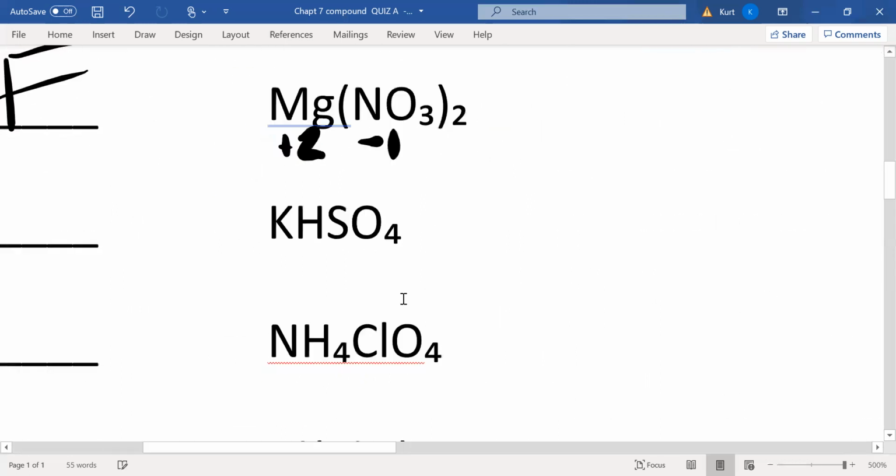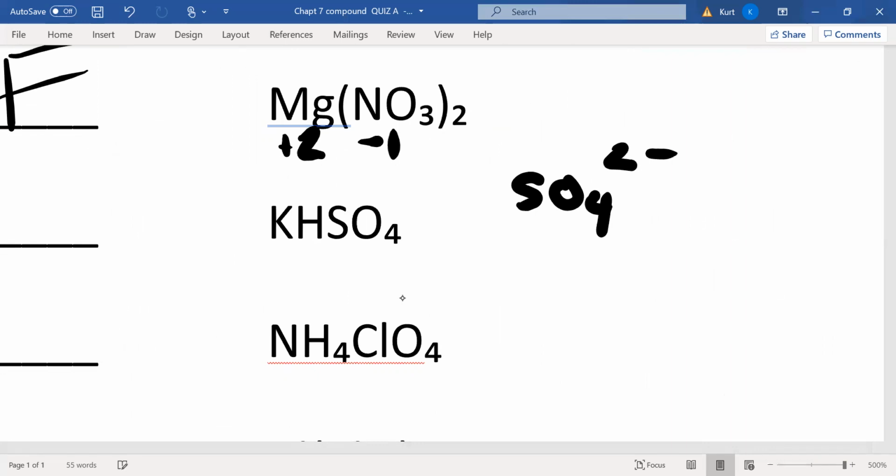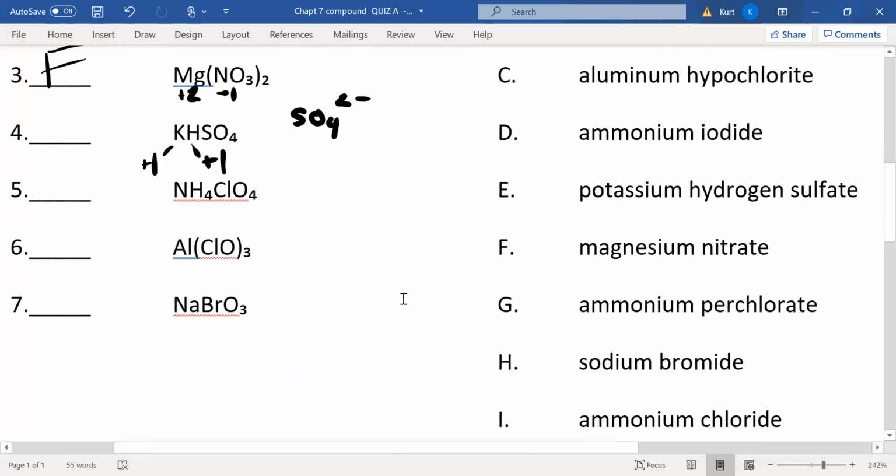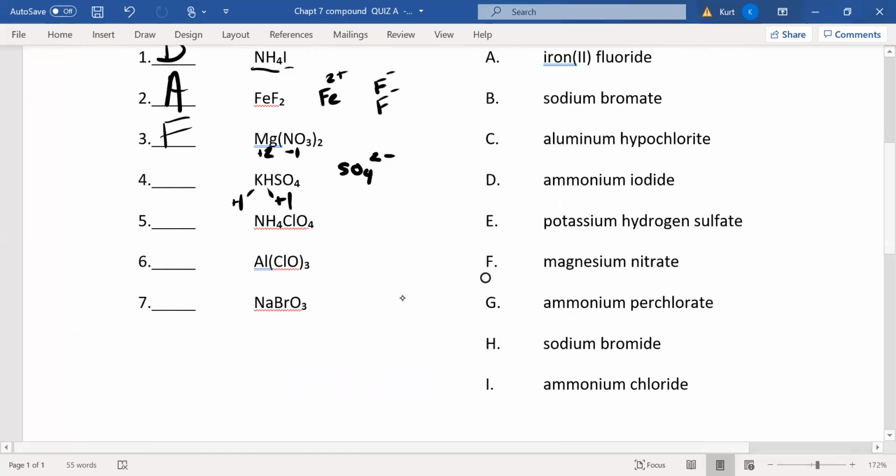All right. What is K? What is H? What is SO4? Potassium hydrogen sulfate. What is the charge of a sulfate? -2. What is the charge of a potassium? +1. What's the charge of a hydrogen? You see why you need, what's +1 plus +1? +2. Will that cancel out a -2? Yes. Potassium hydrogen sulfate, that looks like that would be E.